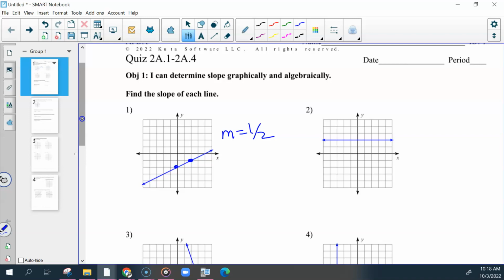For number 2, this was a horizontal line, so you needed to remember your point bucks. Because this is a horizontal line, your slope is 0.